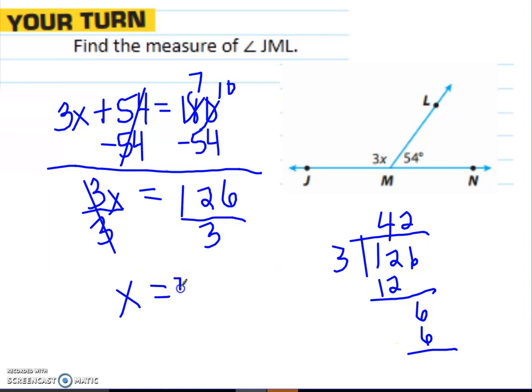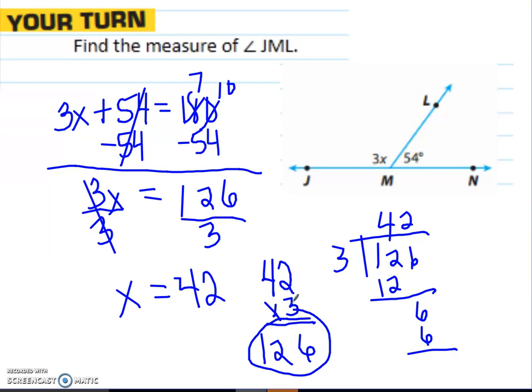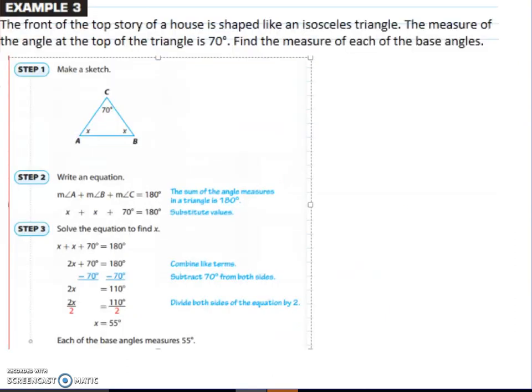So we get 42. Now that is the measure for x, but we want to know JML. So we have to do 42 times 3, because it says 3x. 3 times 2 is 6. 3 times 4 is 12. So we have 126. All right, let's go to example 3.